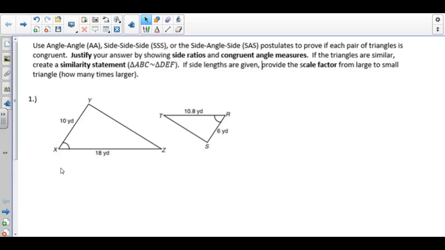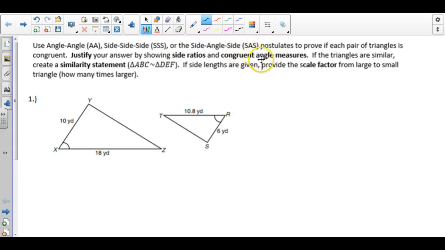All right, good morning. What I want to do is go over the third congruence or similarity between all the stuff that we've started talking about in chapter 4. So in the directions up here, it says what we're going to do is use the angle-angle postulate. We've learned that. We've learned side, side, side. And then the one I'm about to teach you is called side, angle, side.